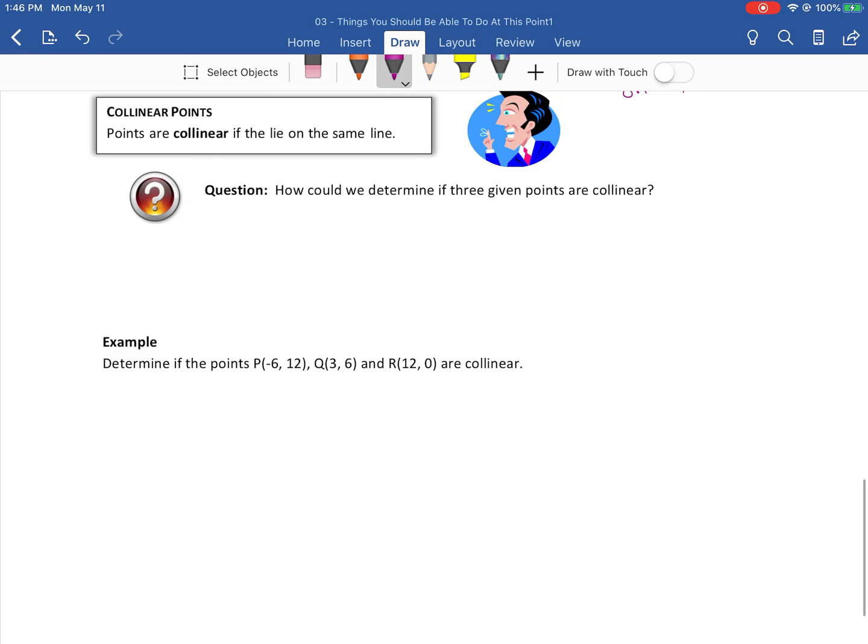Okay, last question of the day. They first define collinear points. They say points are collinear if they're on the same line. And then the question is, how could we determine if 3 points are collinear? Well, this needs a little explanation. I'm just going to draw a little diagram here.